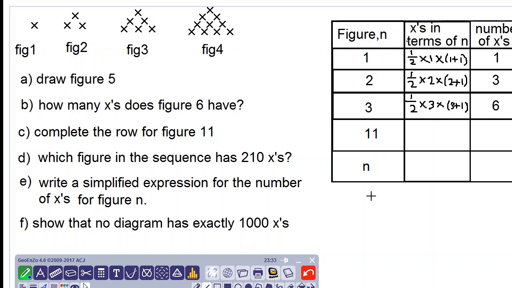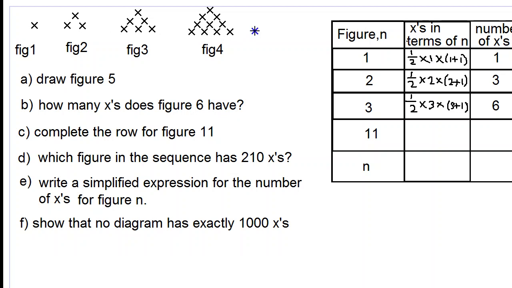Good day everyone, let's work out this patterns question. We have a sequence of x's and we are asked to draw figure 5. We look at the bottom row of x's. We have 1, 2, 3, 4 x's. So the bottom row should have 5 x's.